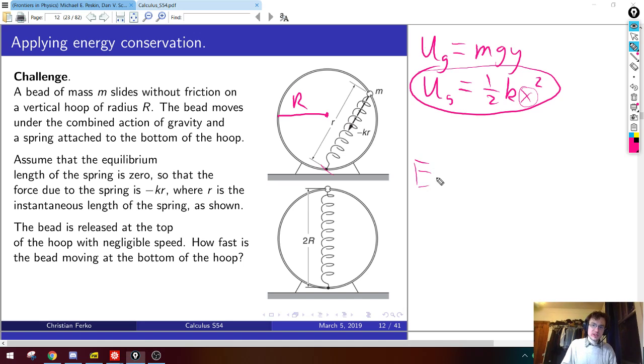Let's start with the beginning. So what's the energy? Well, it shouldn't be hard. What's the energy at the top? So when this thing starts all the way at the top of the hoop, what is its total energy?